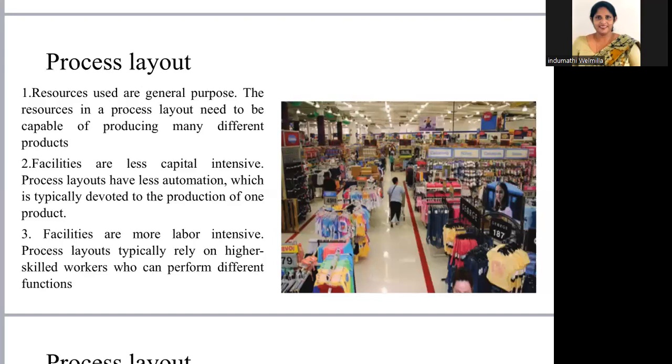A university is another example for this process layout. We know the faculties or departments are grouped based on their function. The students move between departments based on the unique program they have chosen.